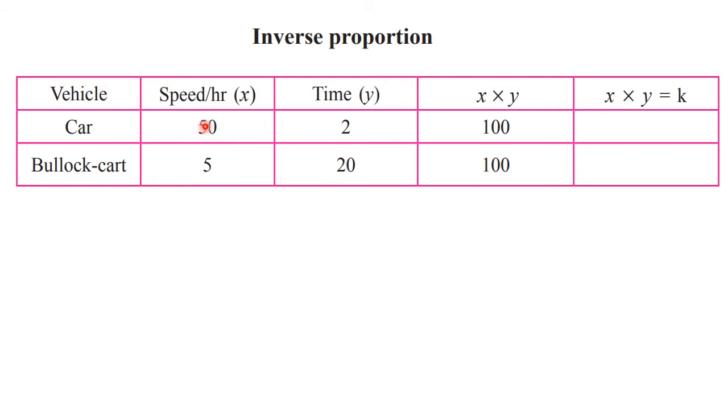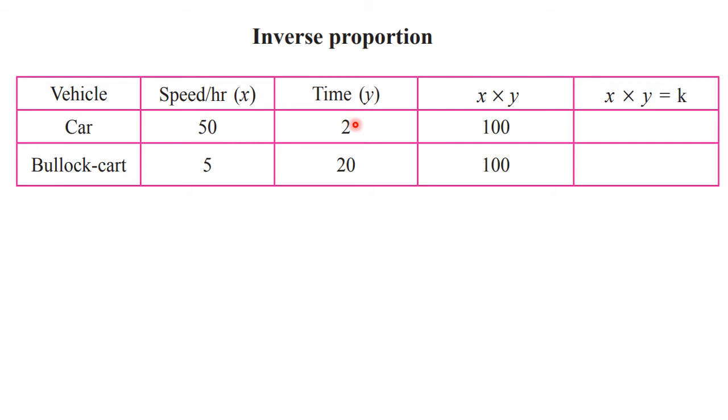Here we will find that when the speed is more, the time taken is less. But if the speed is less, then the time taken is more. That means what? Here, if one quantity is increasing, the second quantity is reduced. But if the first quantity is reducing, then the second quantity increases. In direct proportion, it was exactly different. That means what? If one quantity is increasing, second also was increasing.